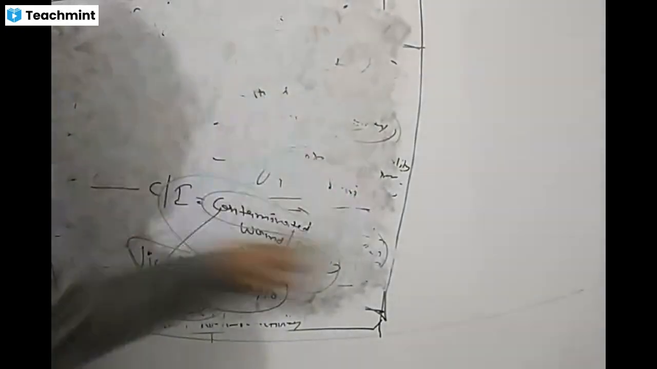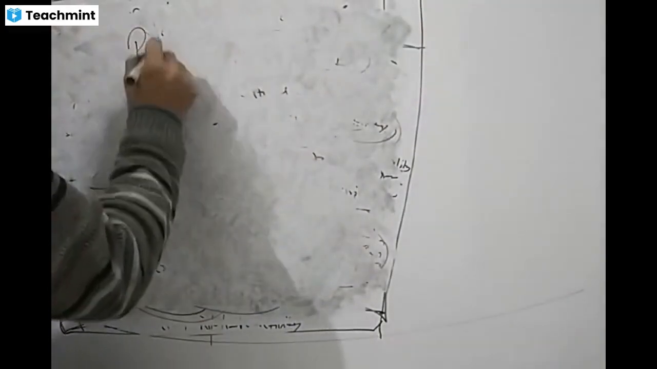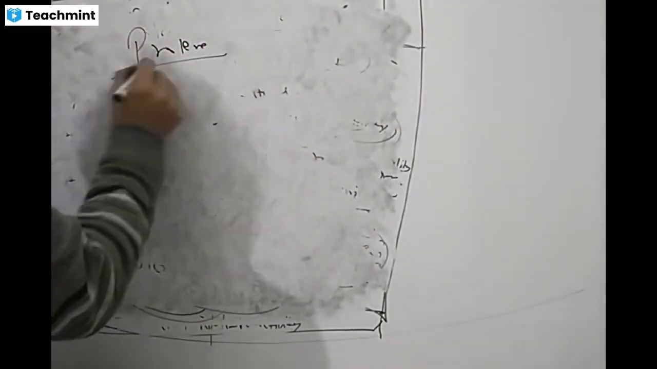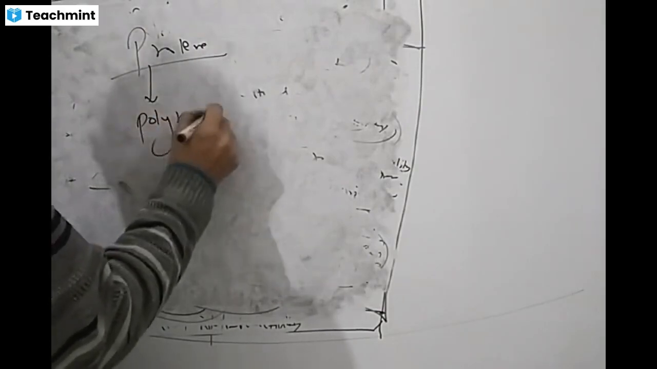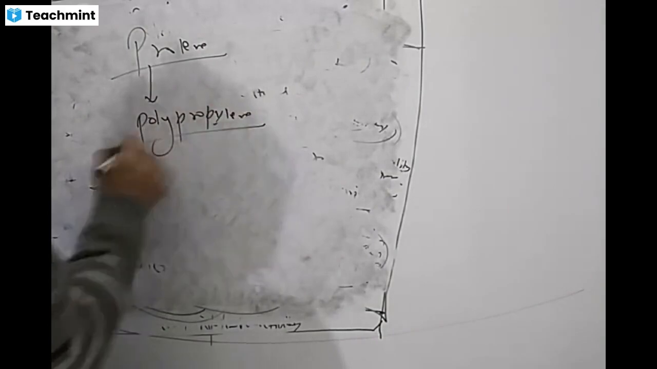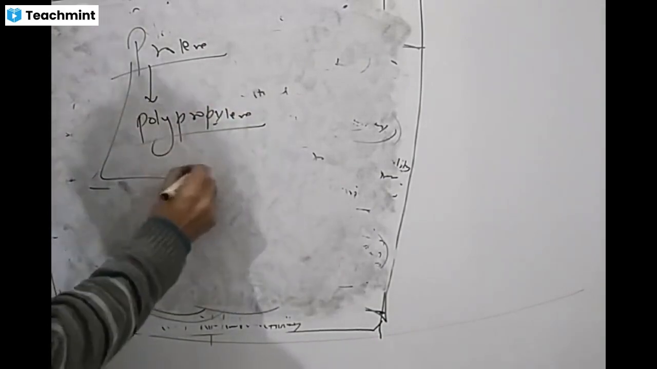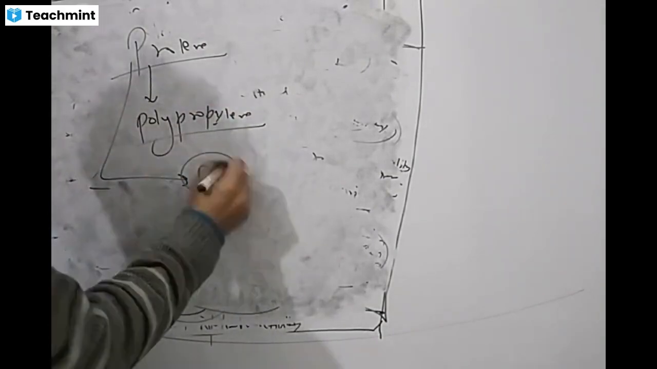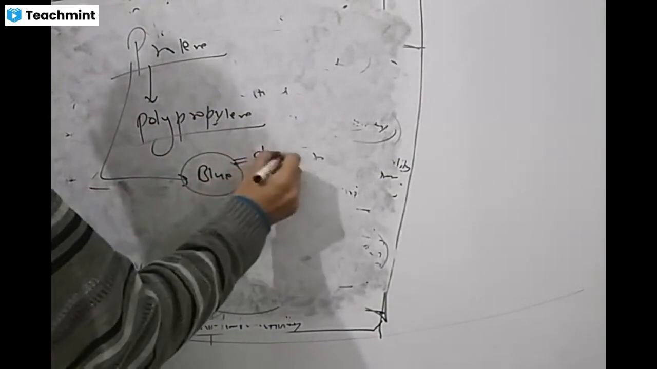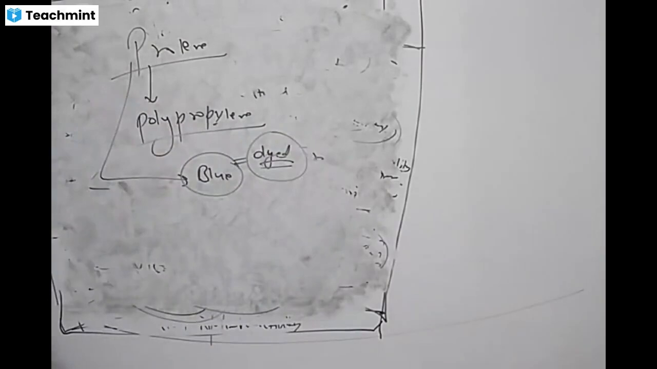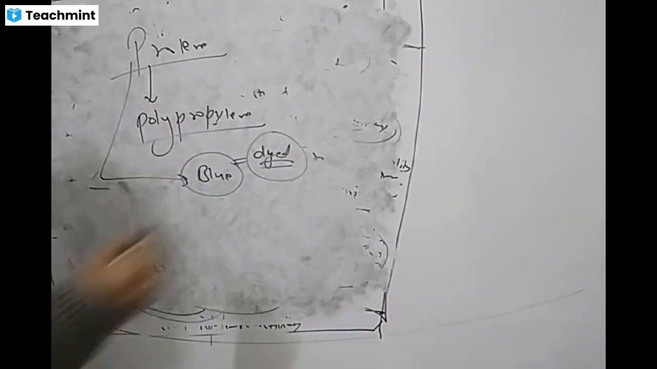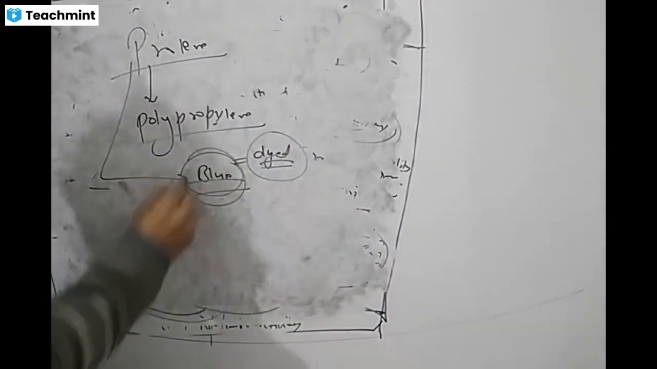The next material is your proline. So proline is the trade name. The exact molecule is polypropylene. Color of this suture material is blue. So we can say this is a dyed molecule. The dye is applied on the molecule, and this dye is blue color.